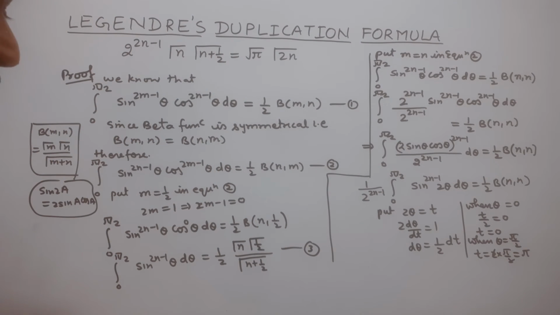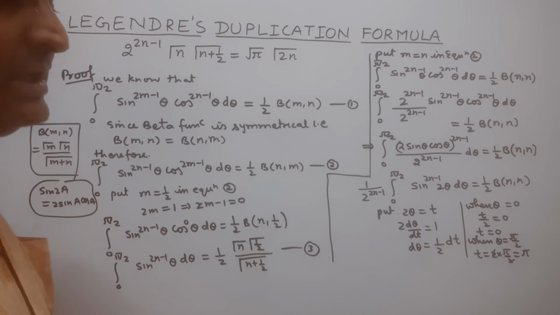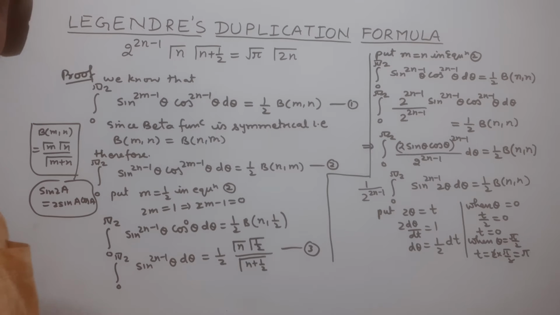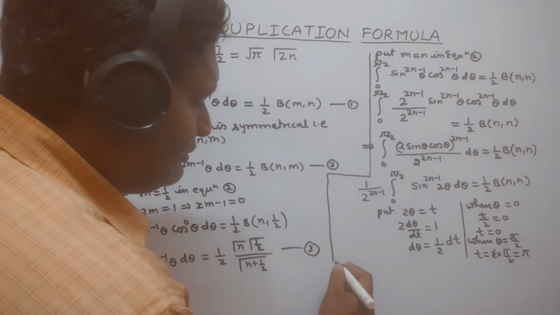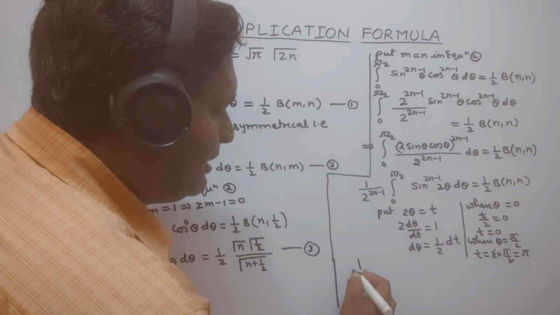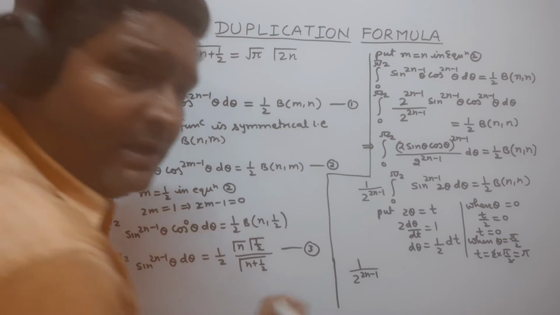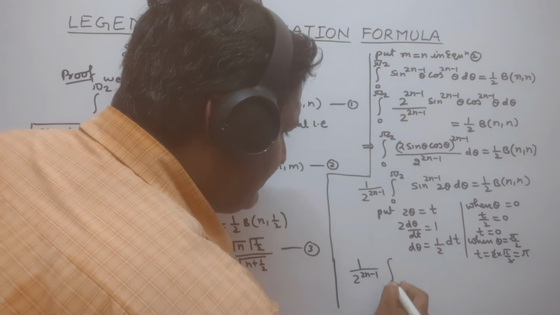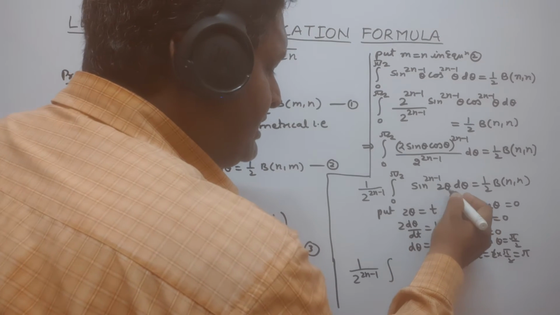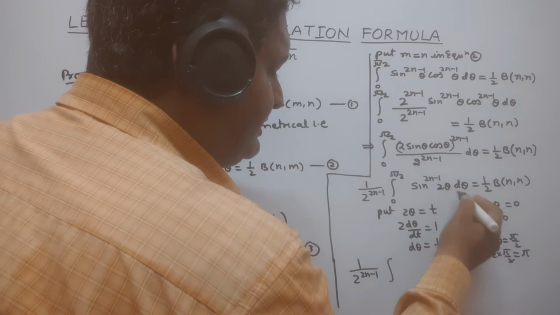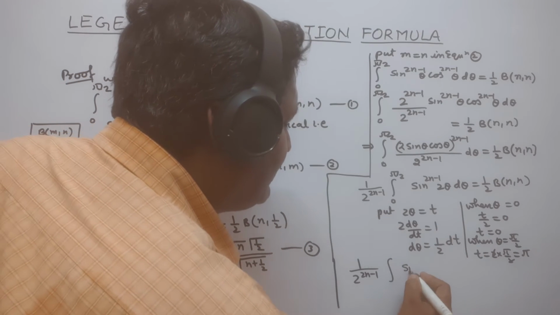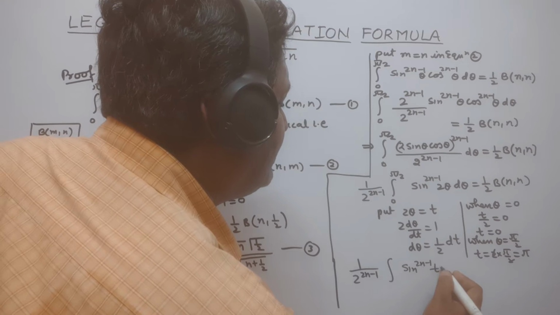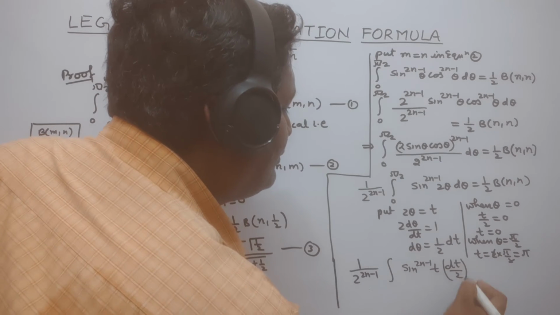That means corresponding to the limit theta is equal to pi by 2, we get t is equal to pi, and corresponding to theta is equal to 0, we get t is equal to 0. So we put in the left hand side 1 upon 2 to the power 2n minus 1, and inside the integral this 2 theta is equal to t, and in place of d theta this is 1 upon 2 dt, so we can write sine to the power 2n minus 1 t and dt upon 2.